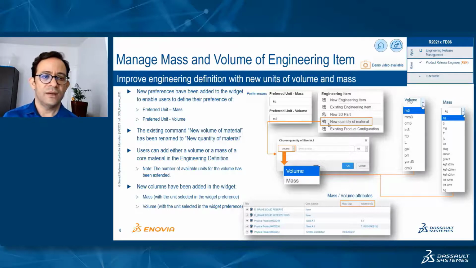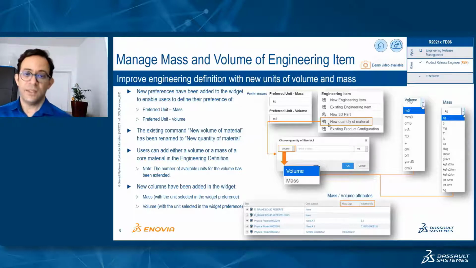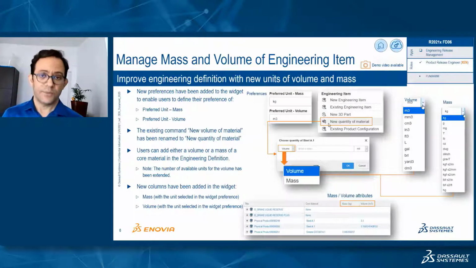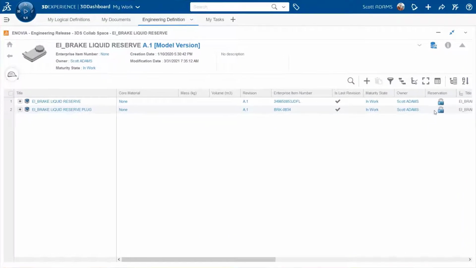Another thing is that we have also enhanced the list of available units for the volume. So you can see a much longer list, which gives you much more choice to define which volume you are interested in. In any case, once we make this definition, then in the widget we now have two columns, which are the mass and the volume. And the content will appear with your own preferred units that have been defined in the widget as a preference. Let's see an example of this.